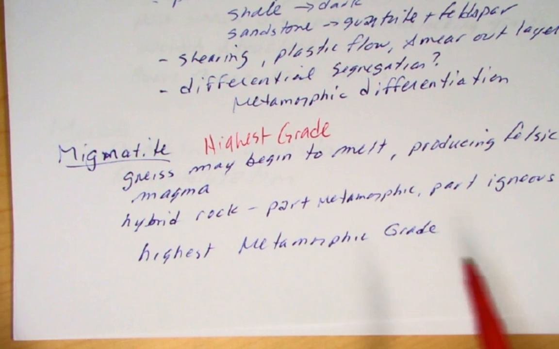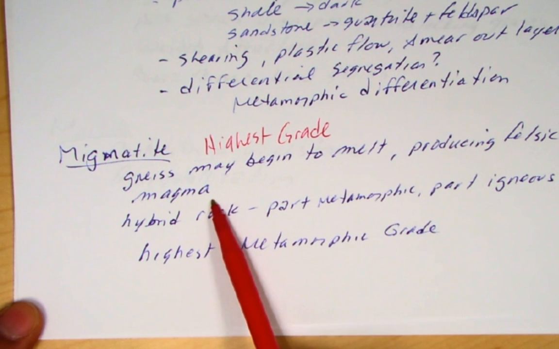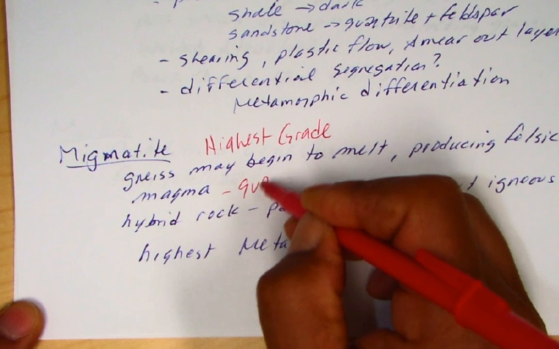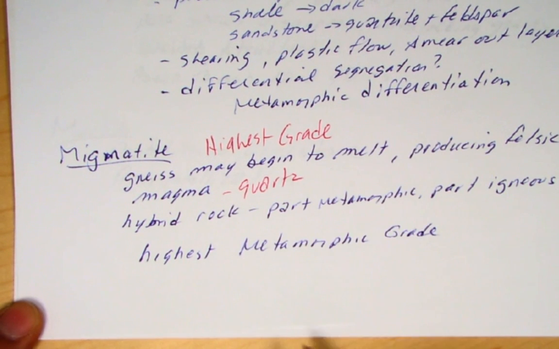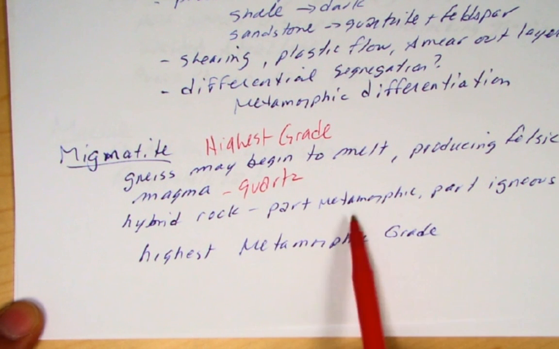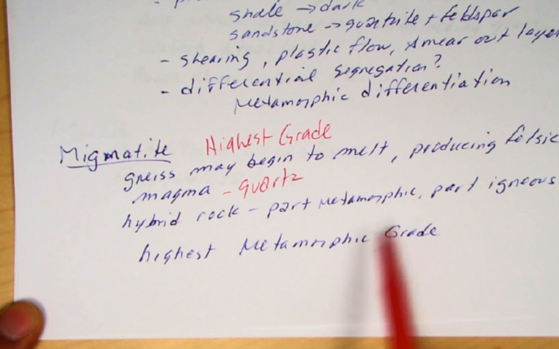So in fact, part of this rock began to melt, producing felsic magma or quartz. Usually you get quartz that develops here. And the quartz is magmatic, so it's igneous, but the remaining part of the rock is metamorphic. So this rock is hybrid, part metamorphic, part igneous, right? And so we get to that highest metamorphic grade.